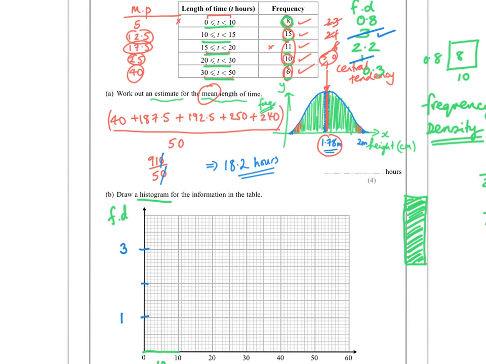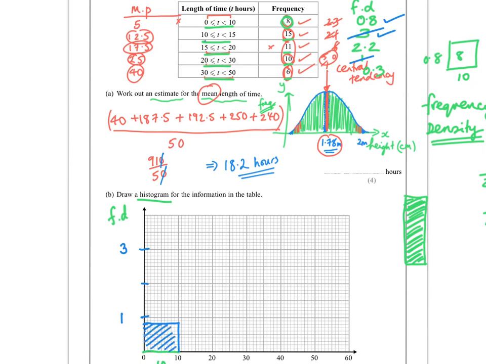So let's start with the 0.8. We've got to have 0.8 here somewhere. So that's going to be here. Okay, because that's 0.5, 0.6, 0.7, sorry, it's here, 0.8. And it's got to be 10 wide, so it's going to be like so. And you'd use a ruler, obviously. Okay, and that'll be your first one.